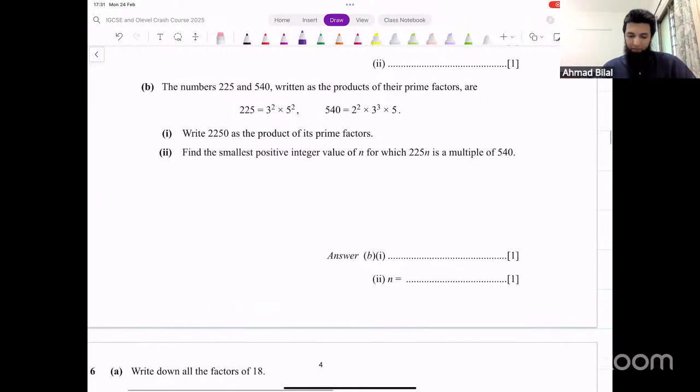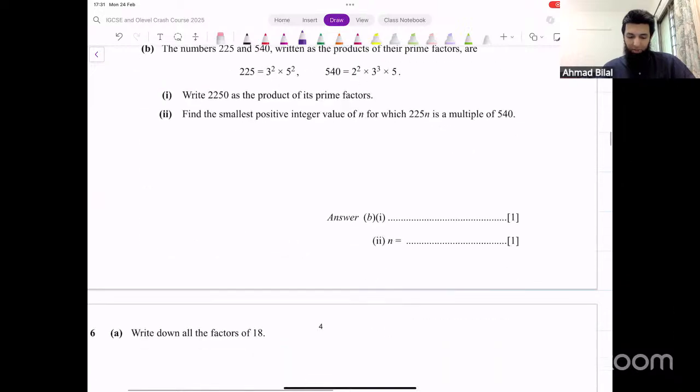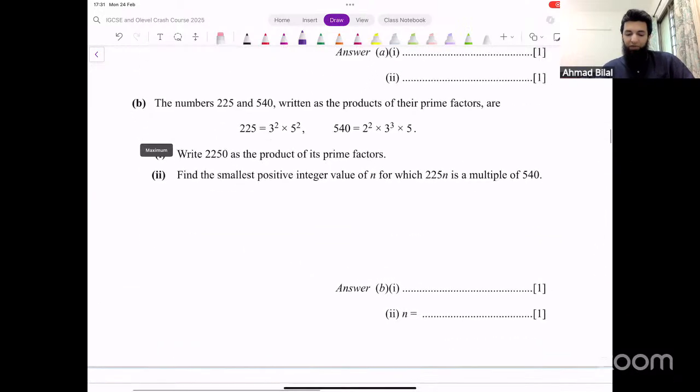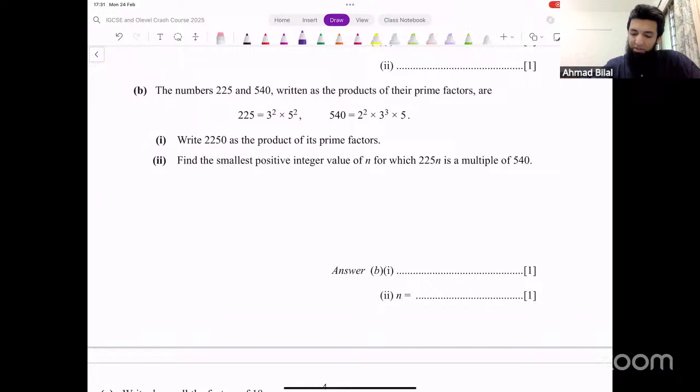Okay, let's do this one. The second part. The numbers 225 and 540 written as the products of their prime factors are 225 equals 3 squared times 5 squared and 540 equals this. We have the prime factorization given. First of all, they say write 2250 as the product of its prime factors.